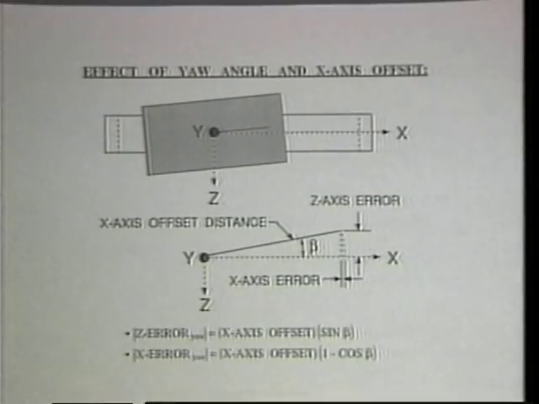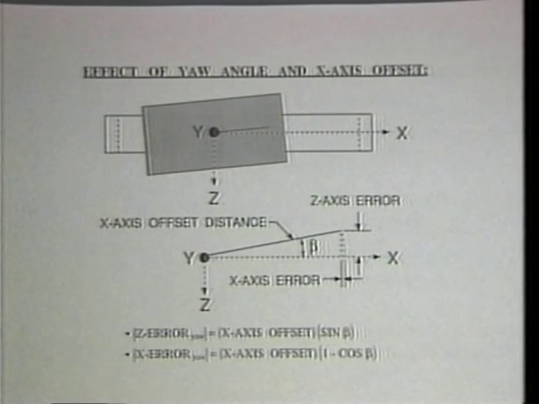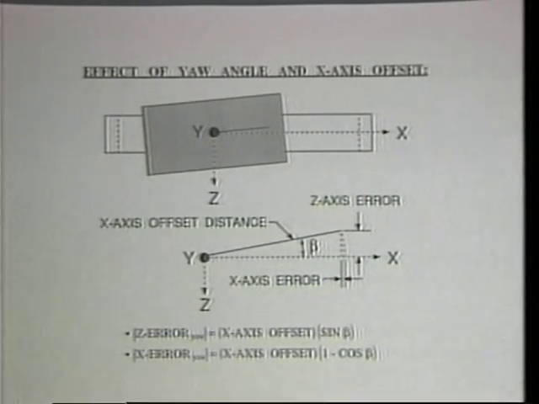However, if an x-axis offset exists, yaw and pitch positioning errors occur for that x-axis carriage. The yaw positioning error has a z-axis component and an x-axis component. The magnitude of the z-axis component is equal to the product of the offset distance and the sine of the yaw angle. The magnitude of the x-axis component is equal to the offset distance times the quantity 1 minus the cosine of the yaw angle. Given that these angles are typically very small and that the cosine of a very small angle is nearly 1, the x-axis component is considered a second-order error and is often neglected.